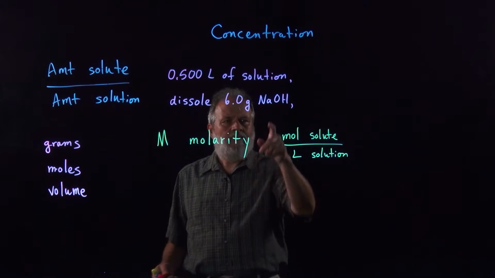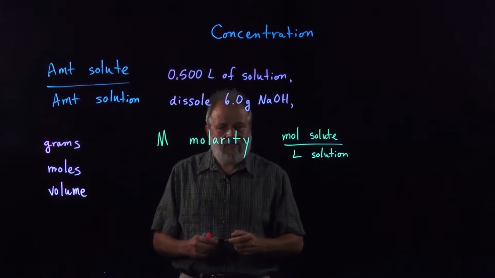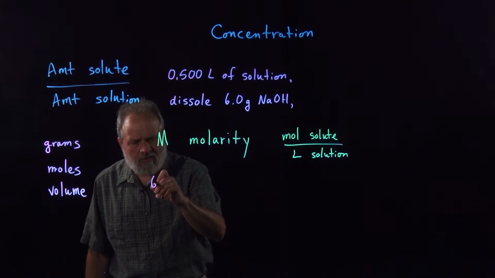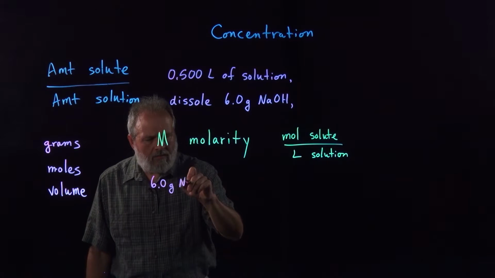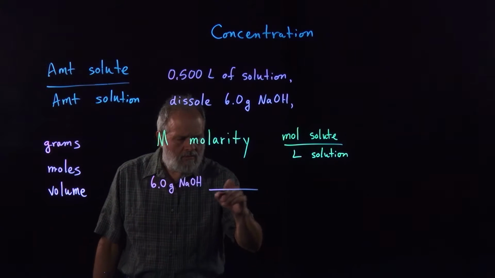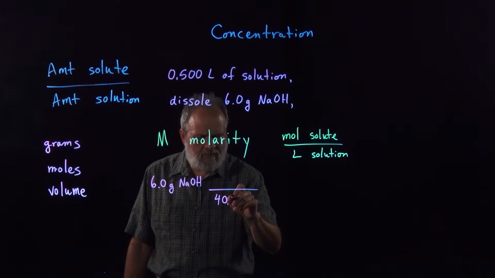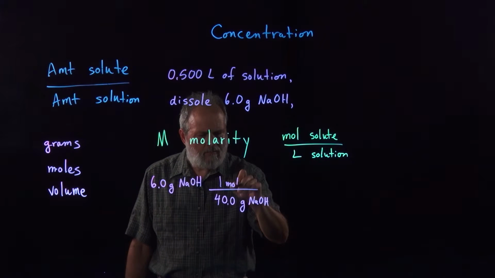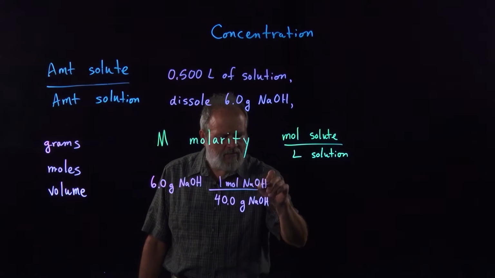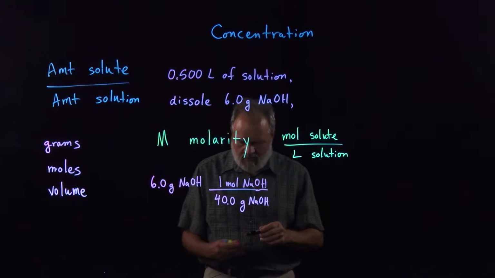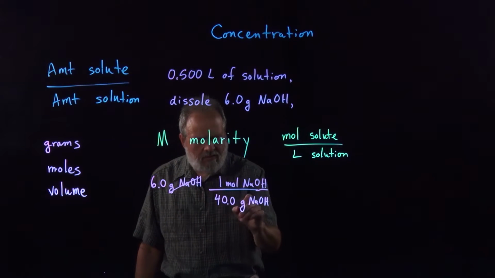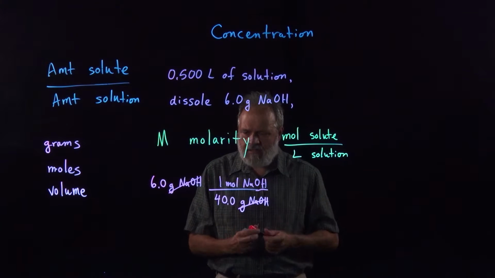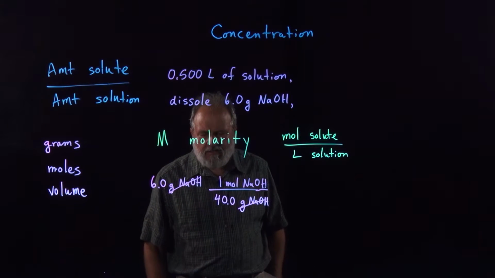Okay, and so the answer is quite simple. We convert 6 grams of sodium hydroxide using the molar mass, which is 40 grams per mole. And always write grams of what you're talking about and moles of what you're talking about. And grams divided by grams cancels the unit of grams. Now we have moles of sodium hydroxide. So it's a very simple calculation.